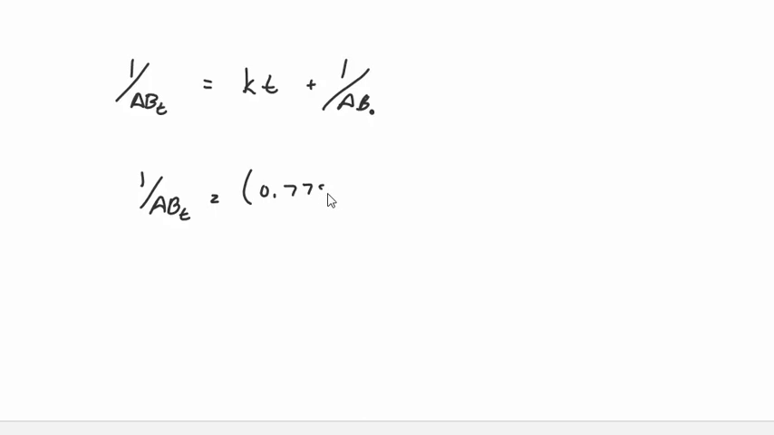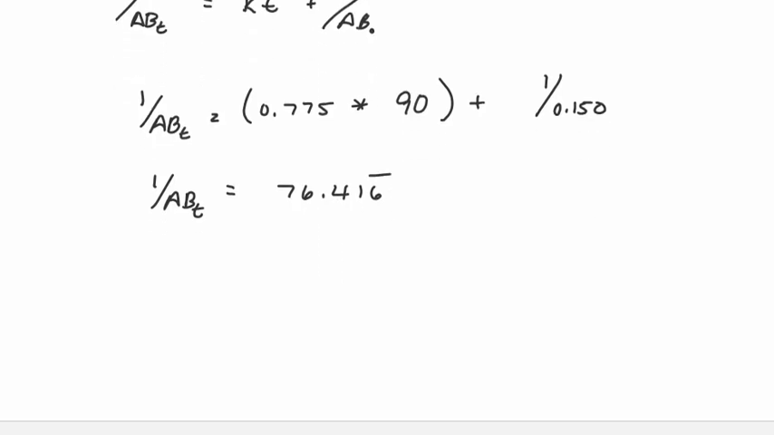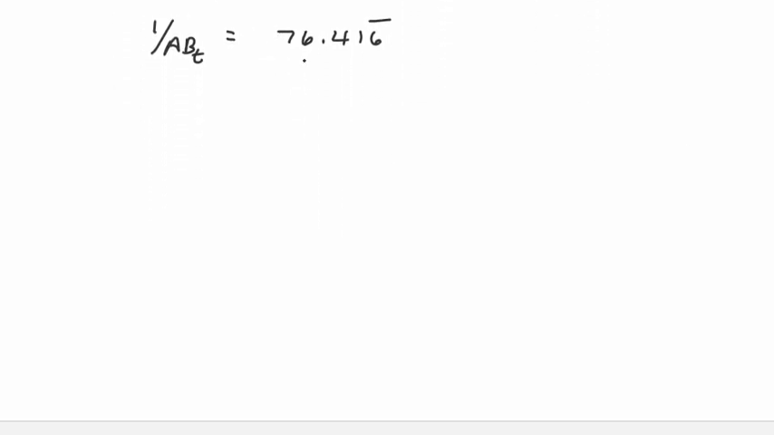So the K was given to me as the slope of the linear line. We determined it was second order, which is why I know that that's the slope. And then I have 90 seconds here. So I'm going to add that to the reciprocal of the initial concentration. Reciprocal is just 1 over. So when I calculate this, I get 1 over AB at time equal to 76.416, and that repeats. So I take the reciprocal of that. What that means is I take 1 and divide it by this number, and that gives me my AB. So my AB is 0.0130, and it keeps going.